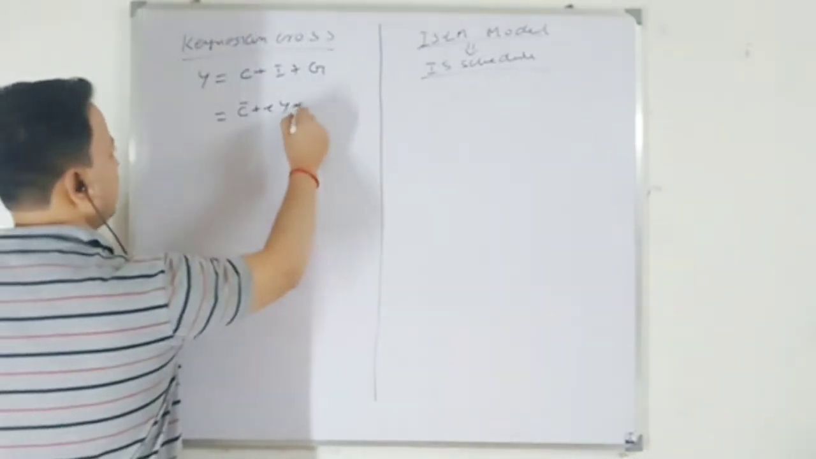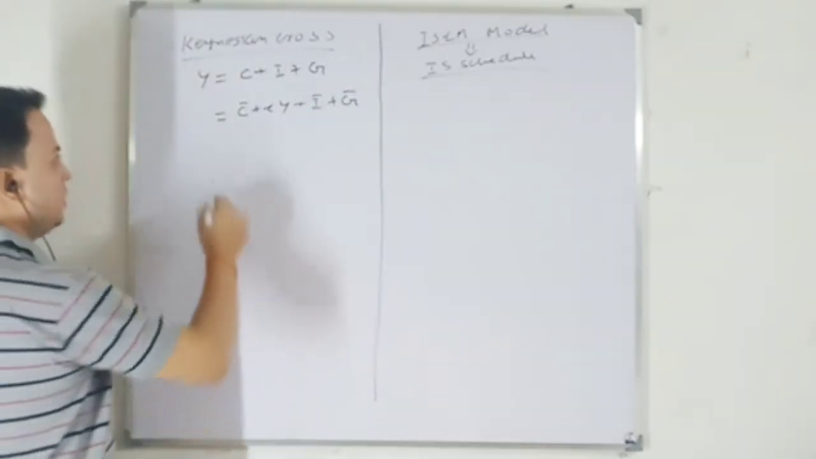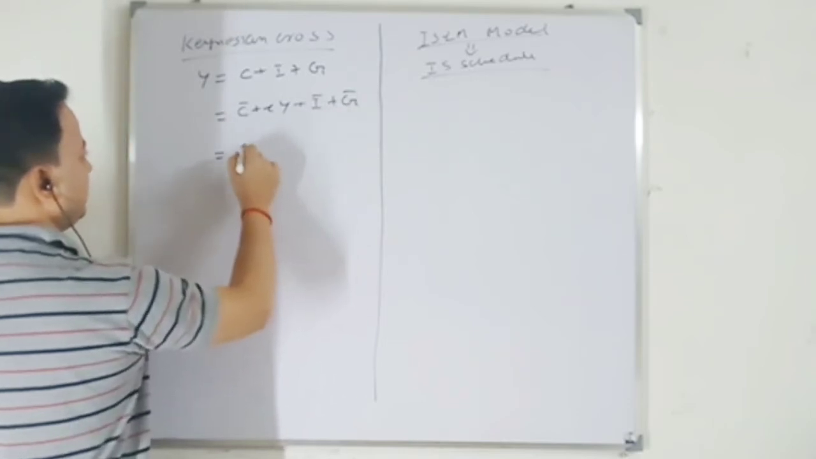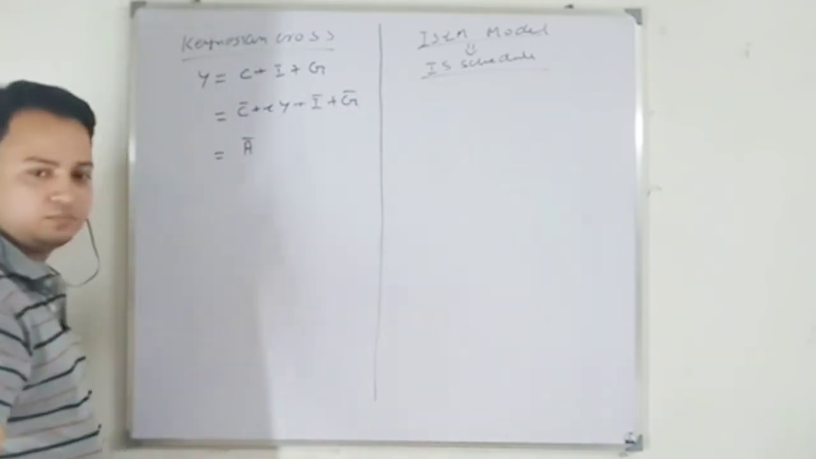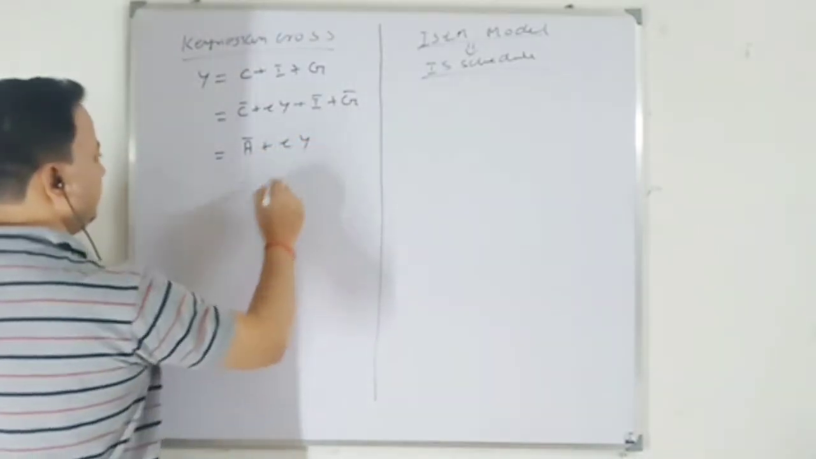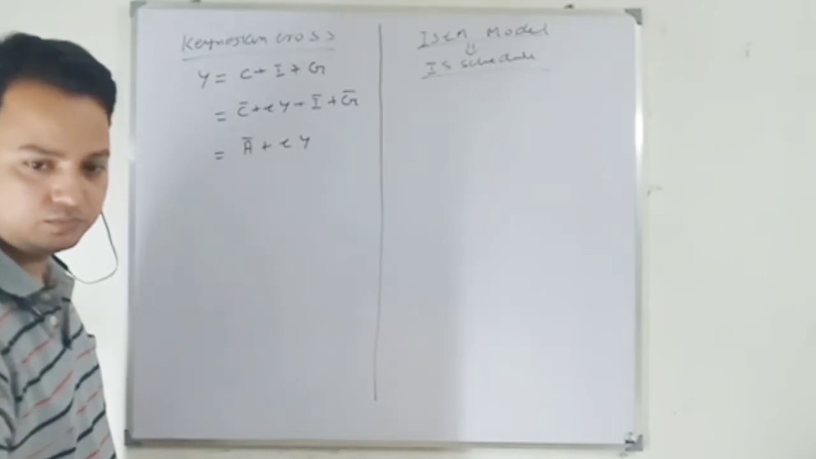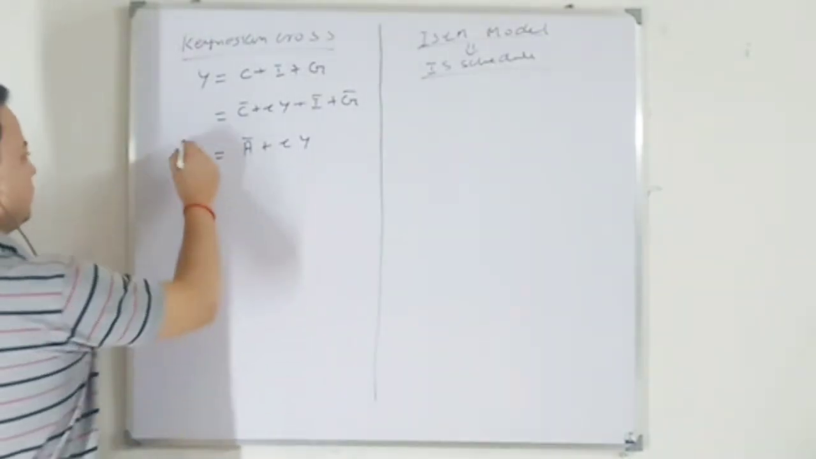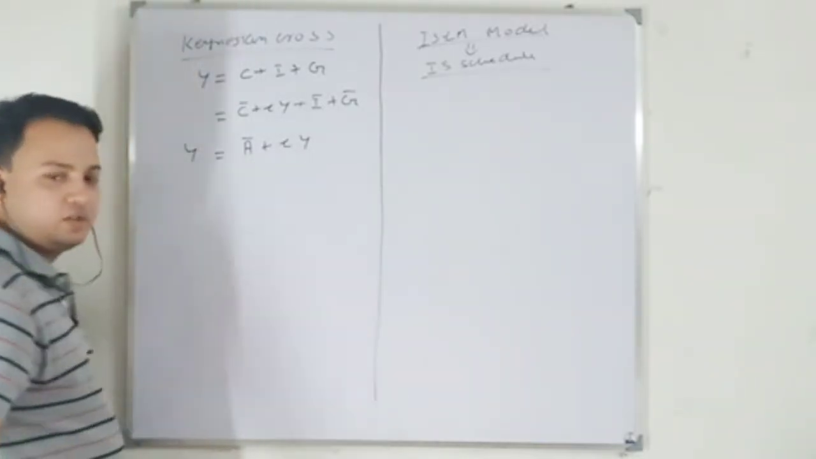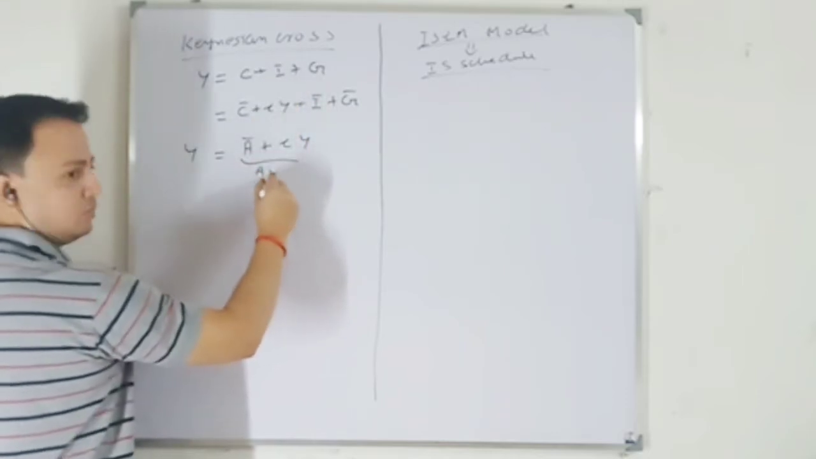So consumption I open up, investment will be I bar plus G bar. On this autonomous part, C bar, I bar, G bar, I write A bar plus small c Y. So Y equals A bar plus small c Y. This equation is your aggregate demand. Look at this, this part is your aggregate demand.